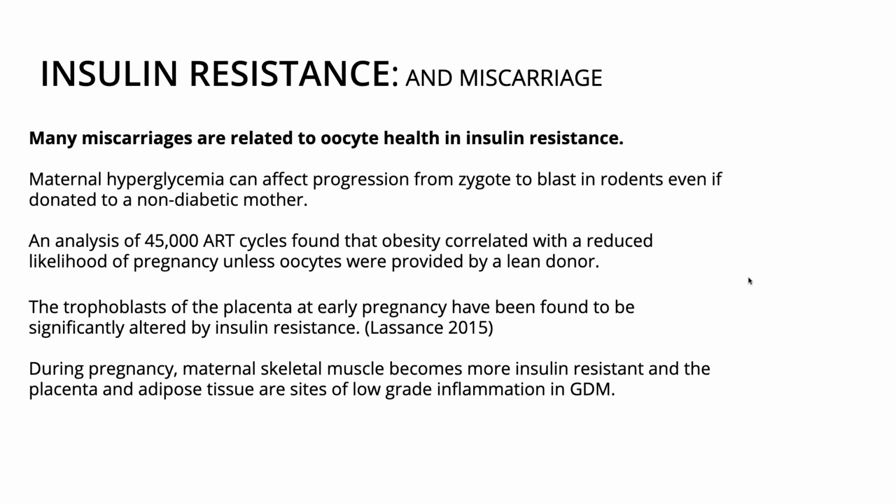So the trophoblast of the placenta at early pregnancy can be significantly altered by insulin resistance. And then during pregnancy itself, insulin resistance is part of pregnancy. So maternal skeletal muscle becomes more insulin resistant. This is part of normal for pregnancy.